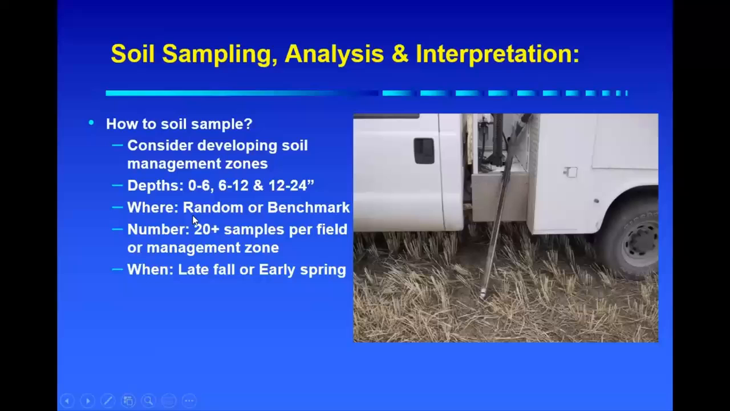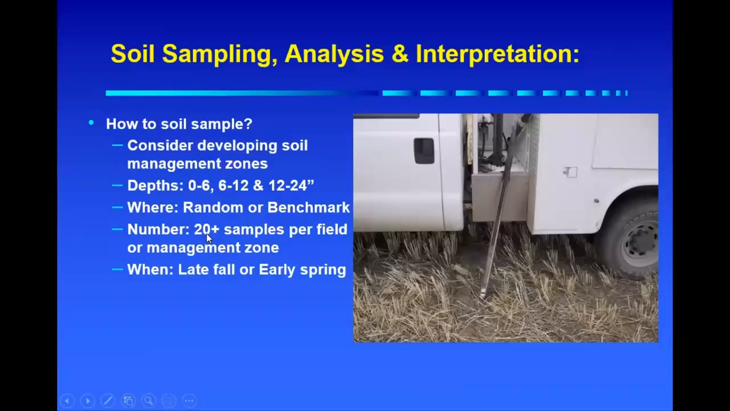And then in terms of sampling, you can randomly sample. For example, on a very uniform quarter section, you can randomly take all your soil samples. But if you're in a situation where you have more variable topography in soils, you might want to go to benchmark sampling, where you take soil samples in very specific zones. And in each soil management zone or field, you should be taking at least 20 to 25 samples.